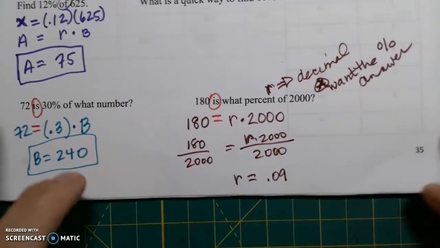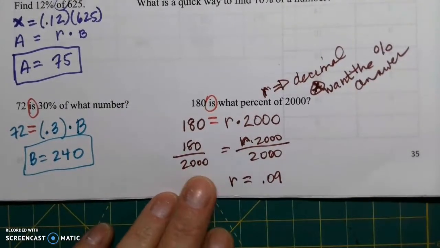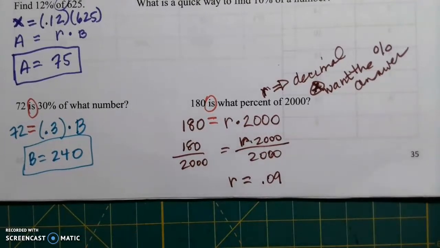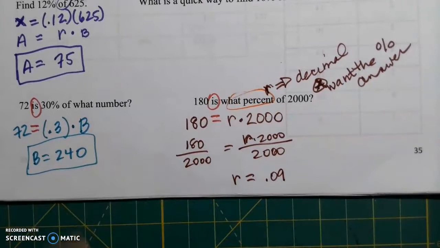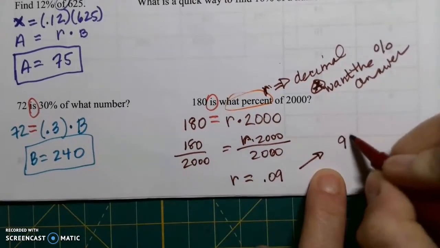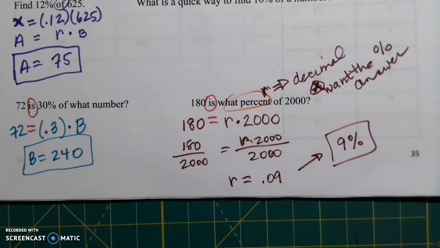So read carefully, because it's most likely going to ask for percent. You'll notice that it says percent here. What percent? So this is the rate as a decimal, so we do need to change that to 9% as the rate there.